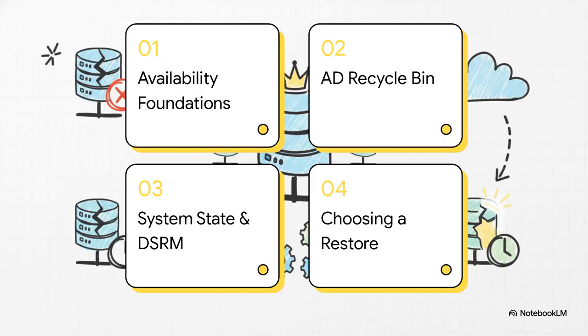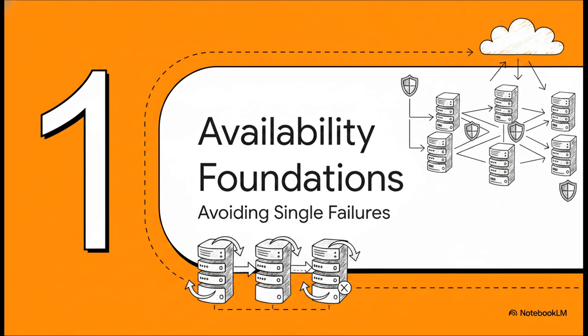Our agenda for this session follows a very clear escalation arc. First, availability foundations. Second, the Active Directory recycle bin. Third, system state and DSRM. And finally, choosing the right restore. Let's begin with Section 1, Availability Foundations.